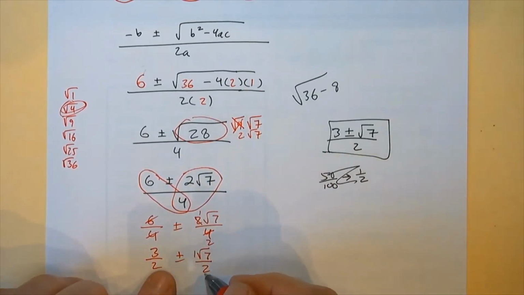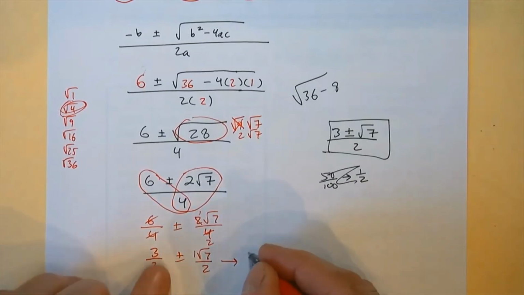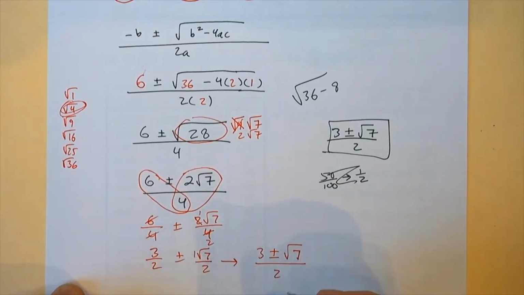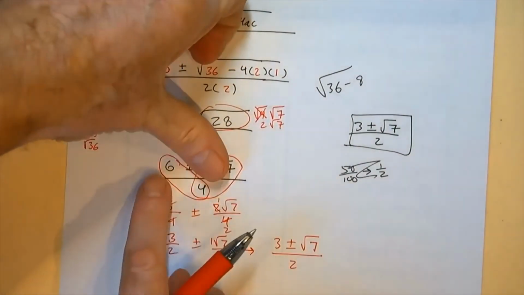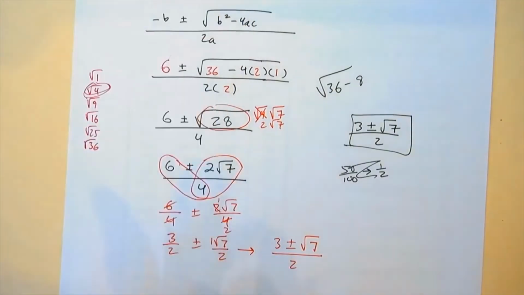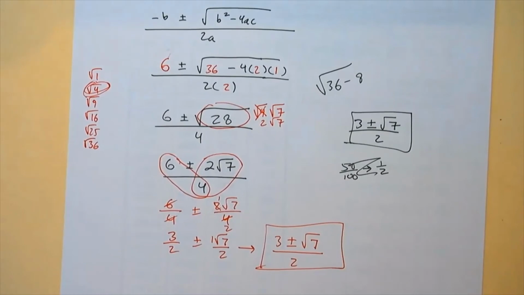We have the same bottom, so now you can put that back together. 3 plus or minus radical 7, and 2 is the bottom. In other words, some people just do it right away. 6 over 4 is 3 over 2, but you got to reduce here too. And that's the final answer.